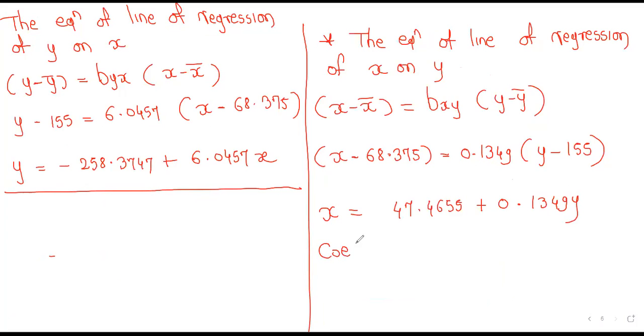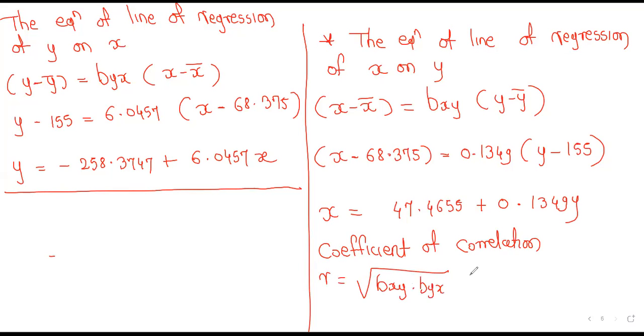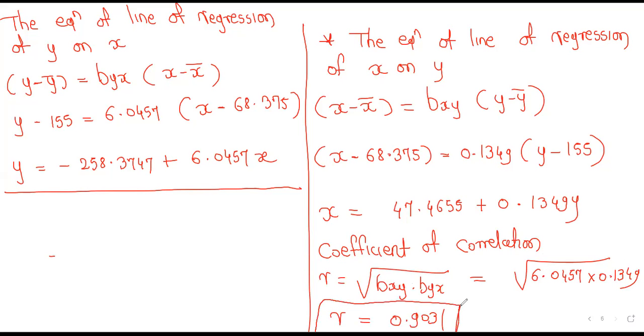Coefficient of correlation, small r, is equal to square root of bxy into byx, which is equal to square root of 6.0457 into 0.1349. So small r is equal to 0.9031. This is the coefficient of correlation by using the coefficients of regression.